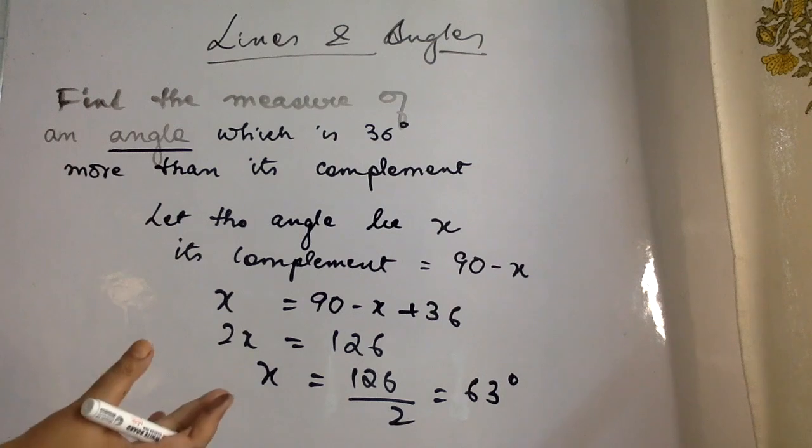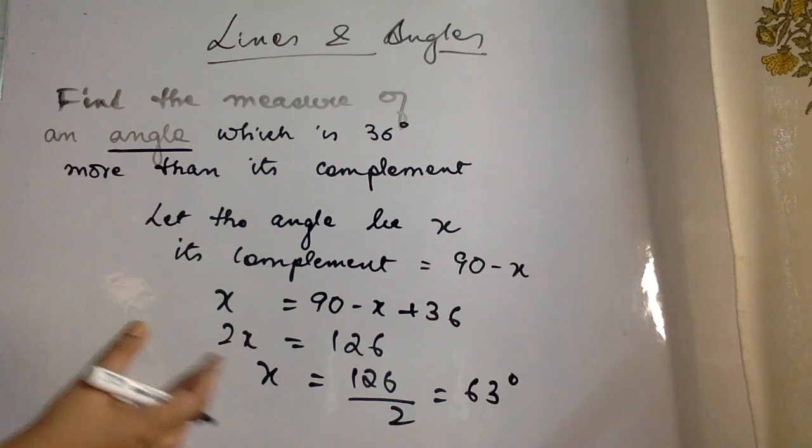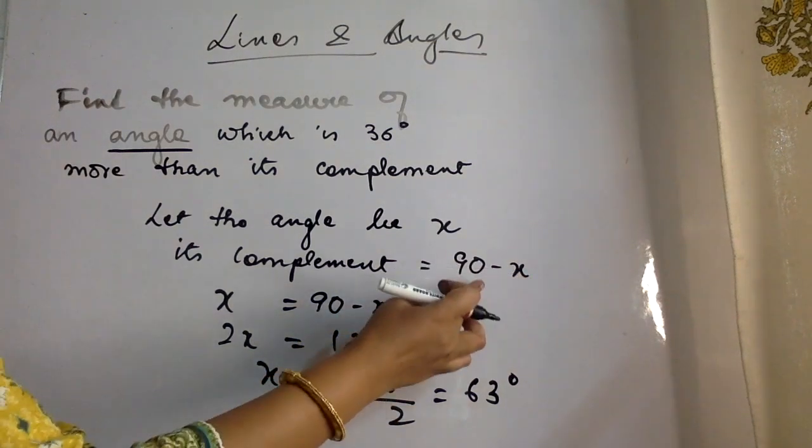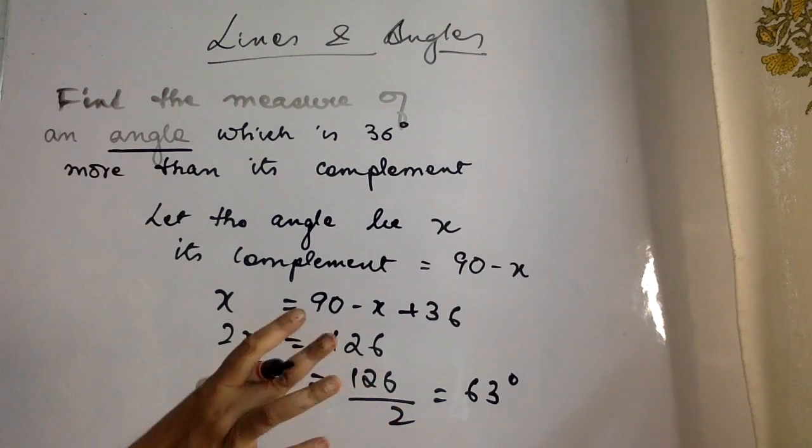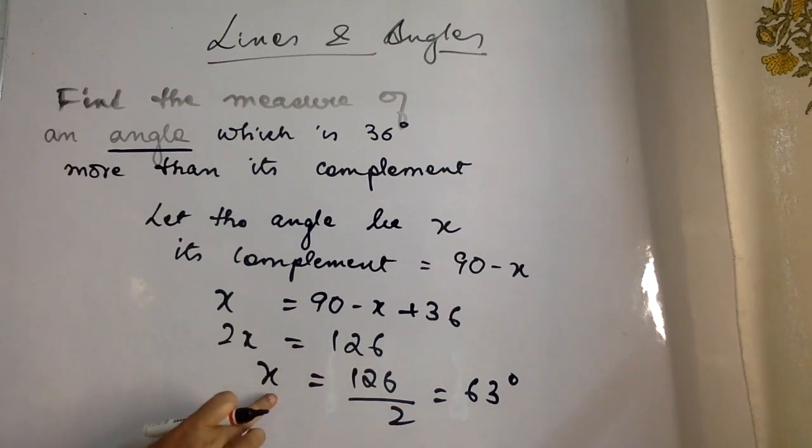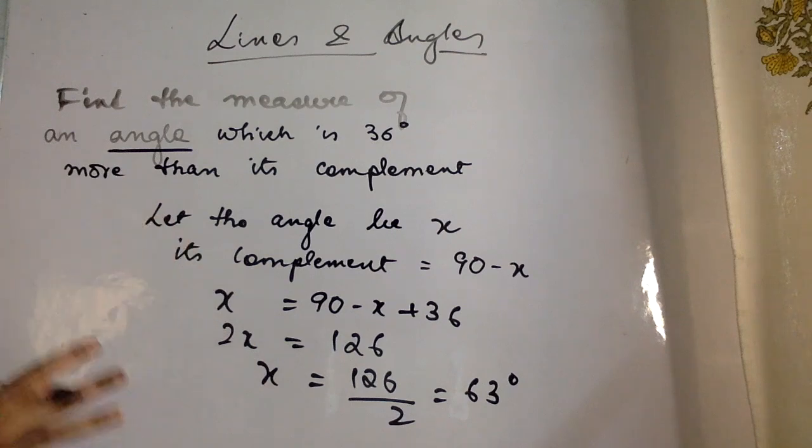They had never asked for the complement. If they ask for the complement, subtract 63 from 90 and give. But anyways, they have never asked, so the value of the angle is 63 degrees. That is the angle they had asked for. Okay, now let's try out another similar question with supplement.